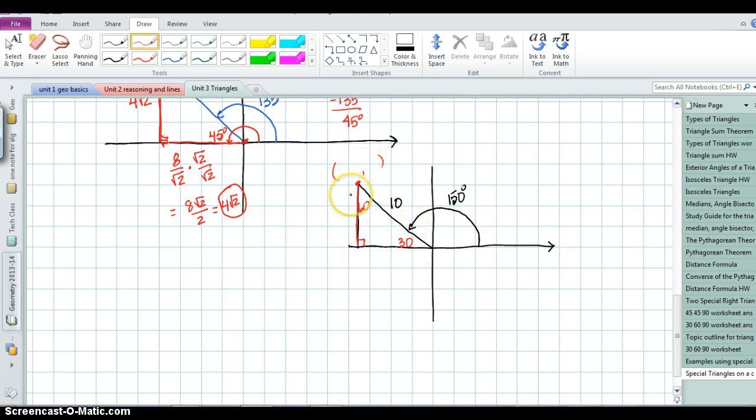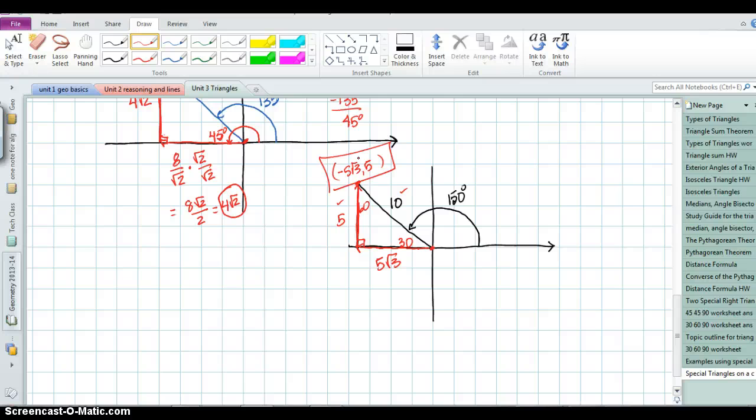Well, this is a 30, 60, 90, so I know that the hypotenuse to short leg ratio is 2 to 1. That makes my short leg 5, and it makes my long leg 5 rad 3. But keep in mind, the direction is important. I have to go to the left, negative 5 rad 3, and then up 5 units. So the coordinates of my point are negative 5 rad 3, 5.